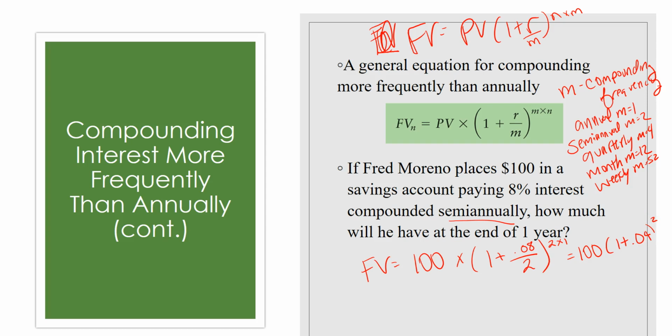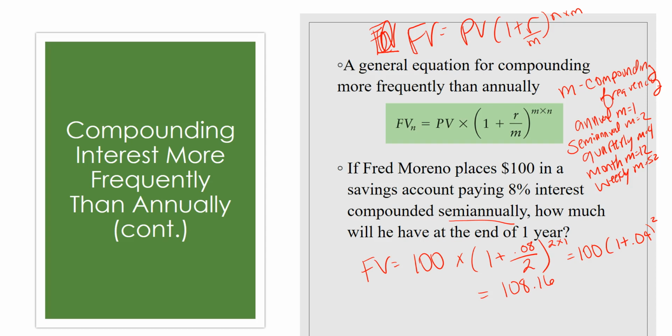And so if we were to work this out, we would see that at the end of the first year, he would have $108.16. So he actually has 16 cents more with semi-annual compounding than he would have with annual compounding. So our interest is growing faster.